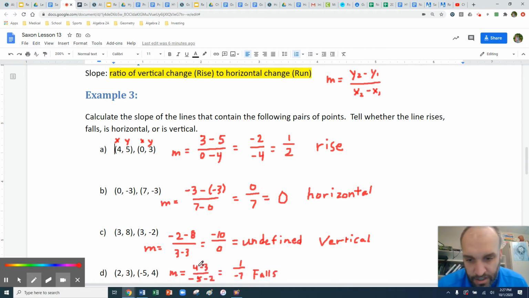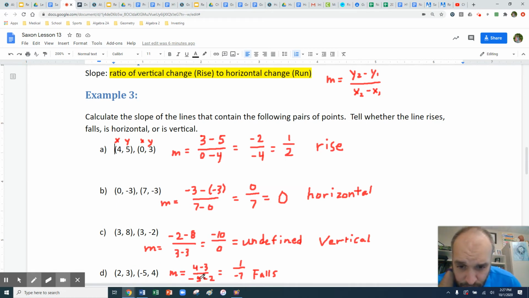And I'll walk you through the last one. We took 4 minus 3, which is our y coordinates. Then we took back to the coordinate that was with the 4, negative 5 minus 2, which you get 1 over negative 7. Now, since just one of my numbers in my fraction is negative, the overall value of this fraction is negative, which makes it so that it falls.